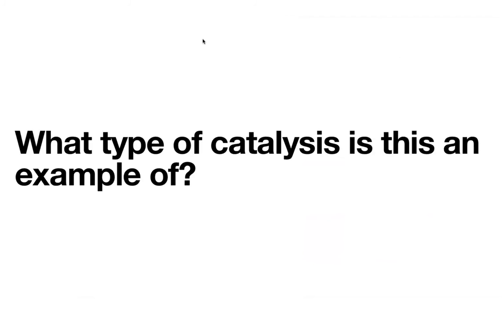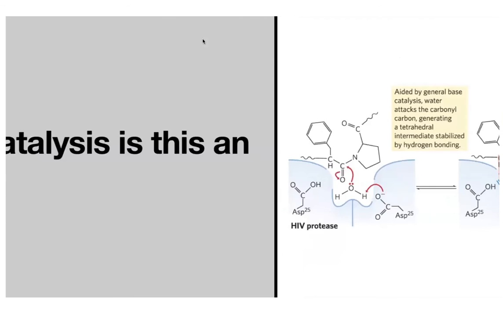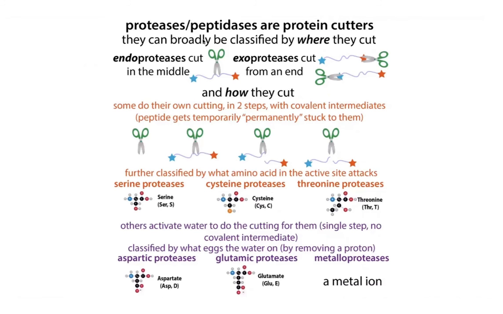So what type of catalysis did we just see? Yeah, we saw acid-base catalysis, we saw proximity catalysis or entropy reduction. No ionic catalysis, and this time we didn't even have that covalent catalysis. So we saw that different enzymes could catalyze the same overall reaction in different ways.